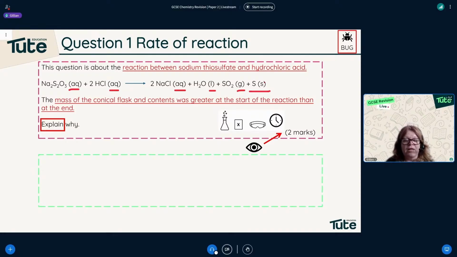If you are asked to write a state symbol as an answer to an exam question, make sure you have brackets around that state symbol.